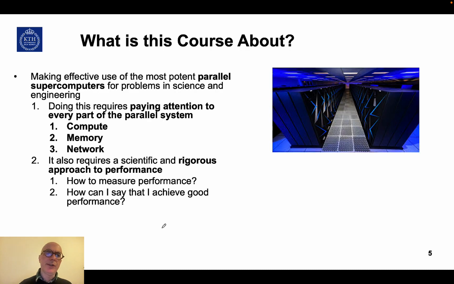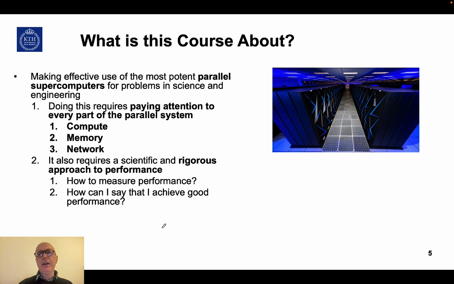So what is this course about? Well, most importantly, this course is about making effective usage of the most potent parallel supercomputers in the world, including the one that we have at KTH. And why do we do that? Well, we do that to solve problems in science and engineering.